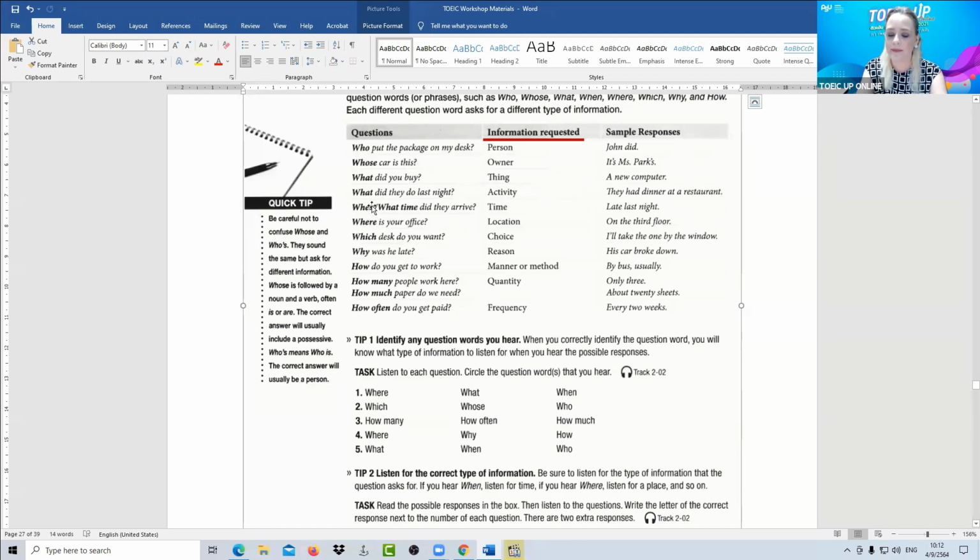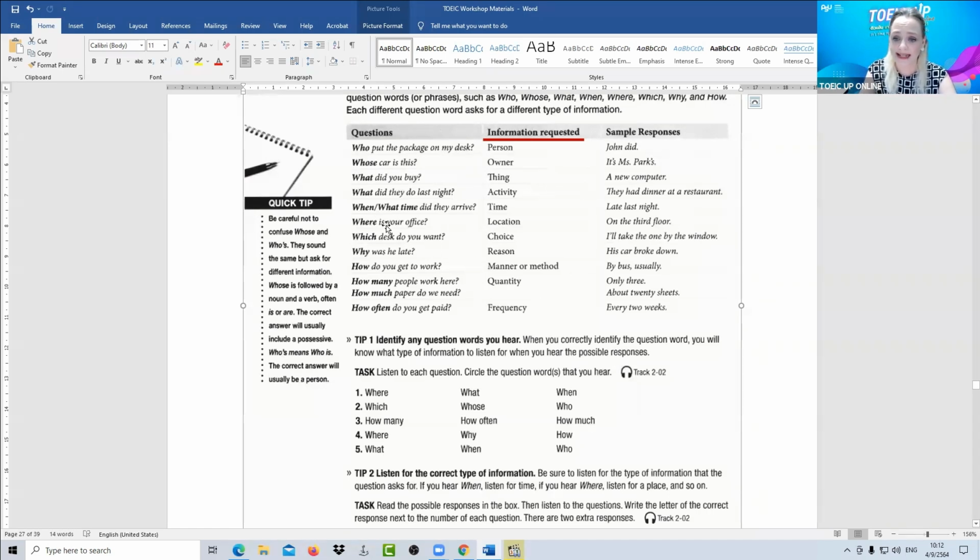When or what time? Both of these have got to do with time, and you need to listen for time. So you can see it's what, but if it says what time, then it changes the information question. Where? We are looking for a location, right? So the location can be a place, like an office building or a monument, whatever, but it can also be a place on the desk or a place in the fridge. All right, so it's just a location.